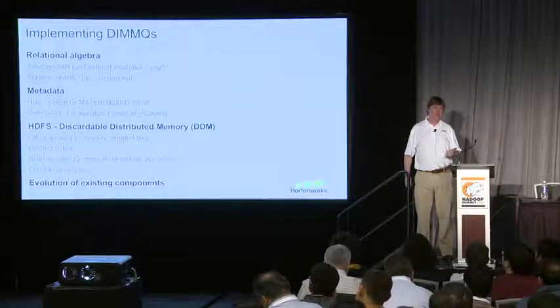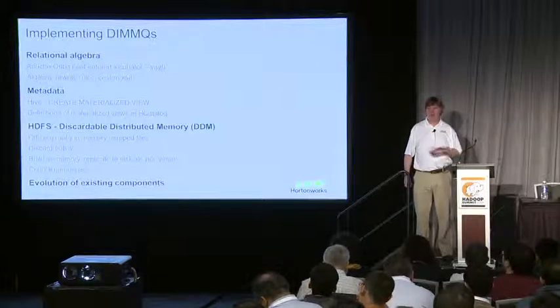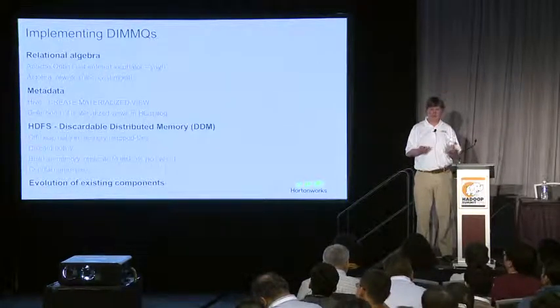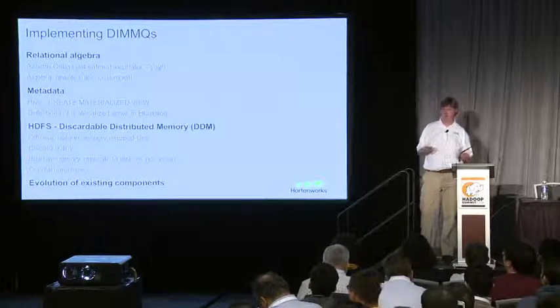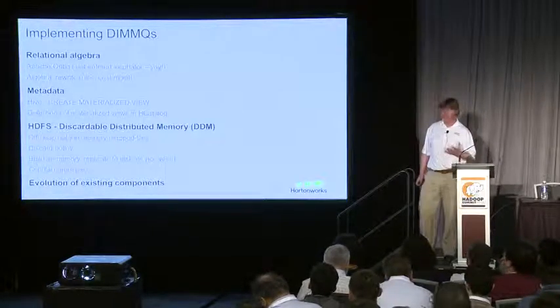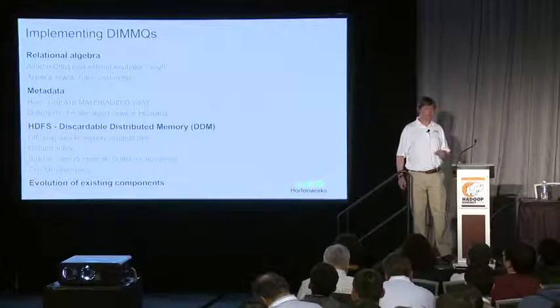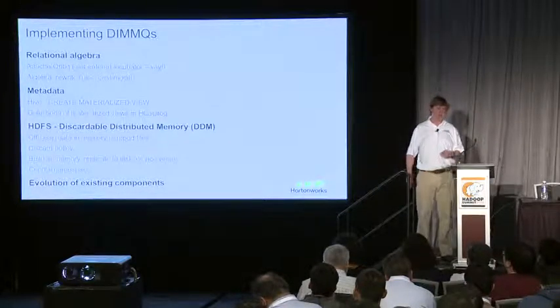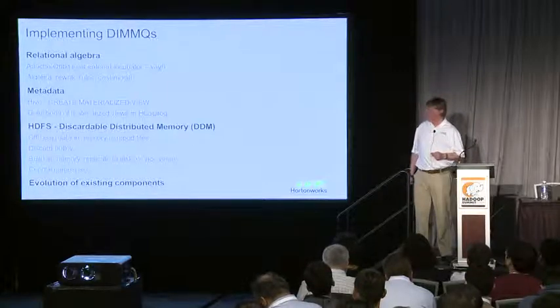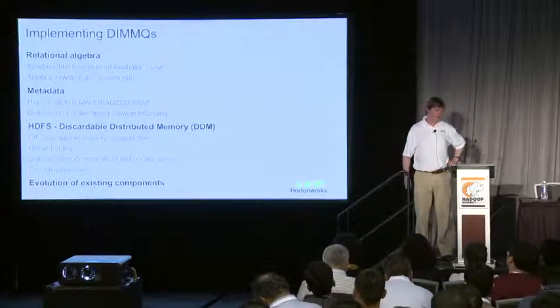We need some metadata, so probably Hive or whatever would have a create materialized view statement, and the definitions of these materialized views would go into something like HCatalog. It doesn't have to be this way. I mean, the metadata could be somewhere else, but this is one of the most straightforward ways of implementing this.